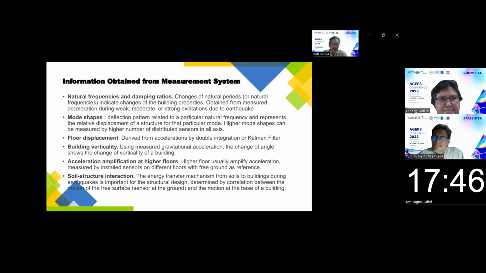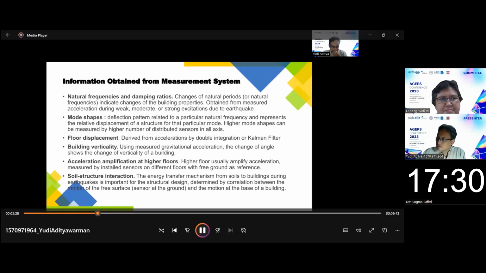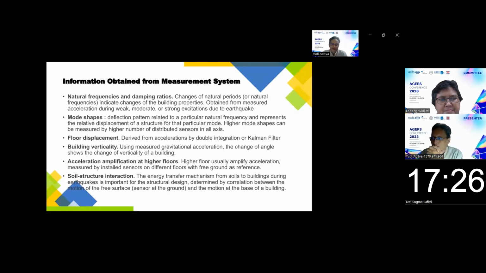Acceleration amplification at higher floors. Higher floors usually amplify acceleration measured by sensors installed on different floors, with the free ground as reference. Soil structure interactions. The energy transfer mechanism from soils to building during an earthquake is important for the structural design, determined by correlation between the motion of the free surface sensor at the ground and the motion at the base of the building.